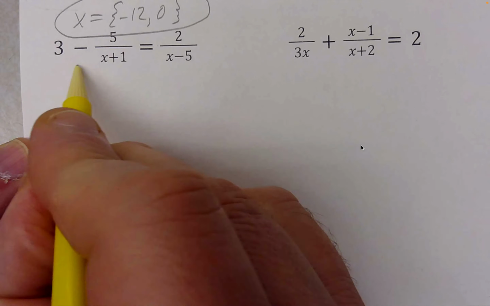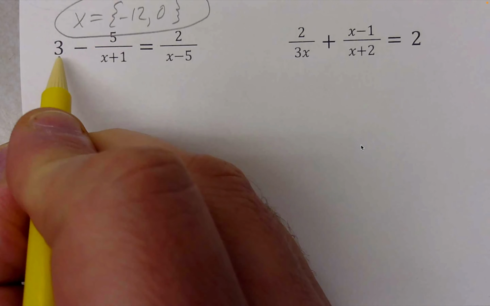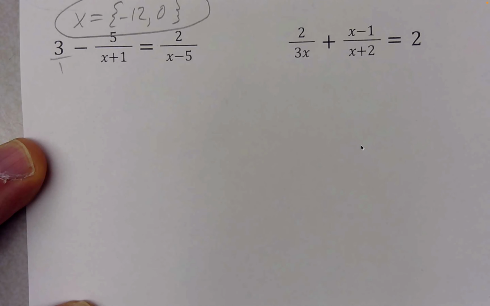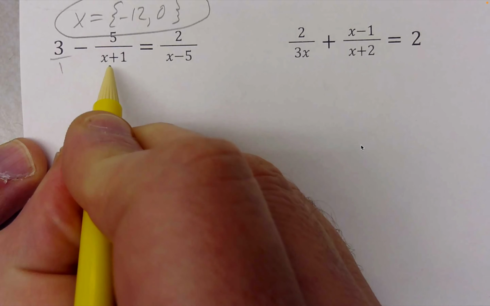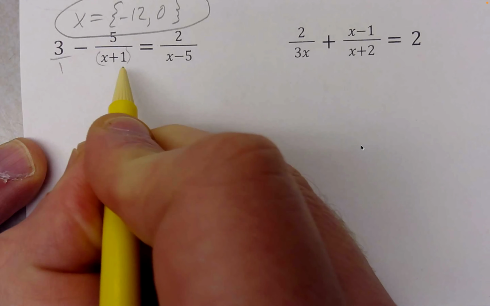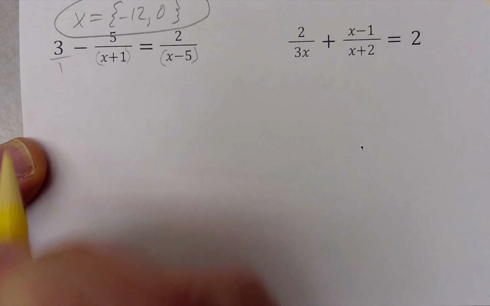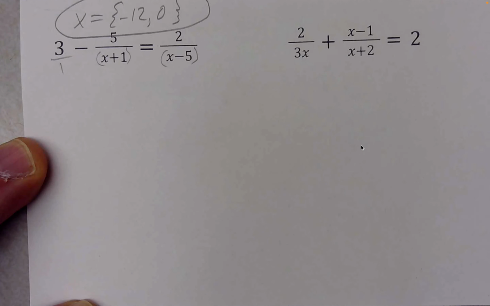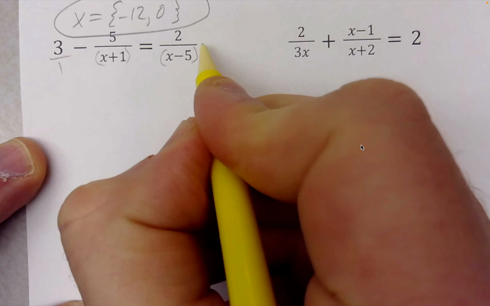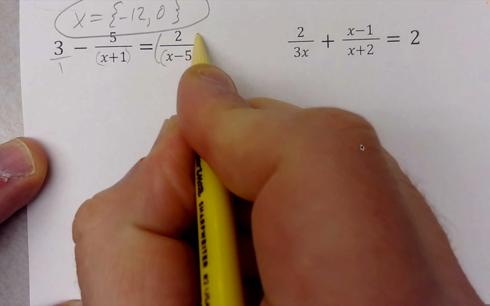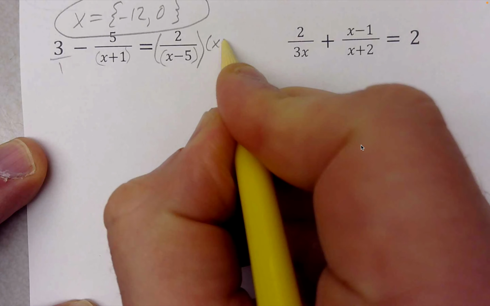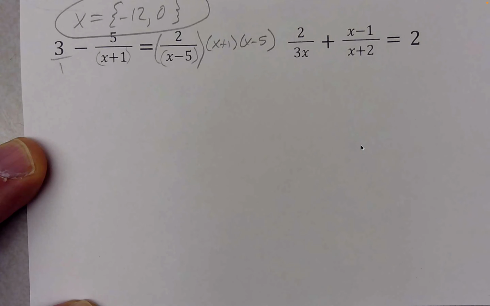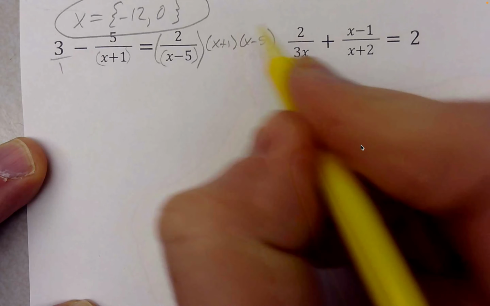We've got to get the LCD here. Ew. Well, we have 1, and then x plus 1 and x minus 5. Unfortunately, the LCD needs x plus 1 and x minus 5 in there, and you don't really need the 1 in there. I didn't really even need to write that, I suppose. So we're going to multiply this side then by x plus 1 times x minus 5. Kind of yucky, but that's what we've got to do.